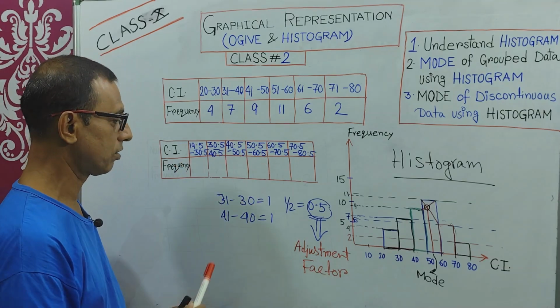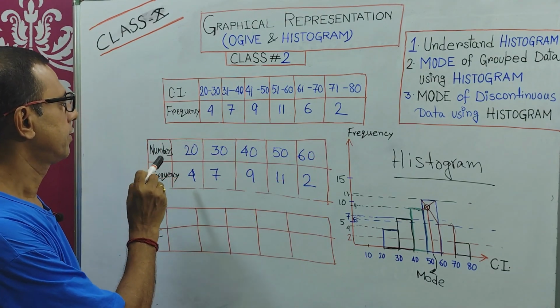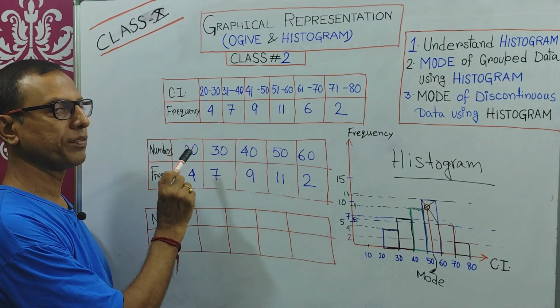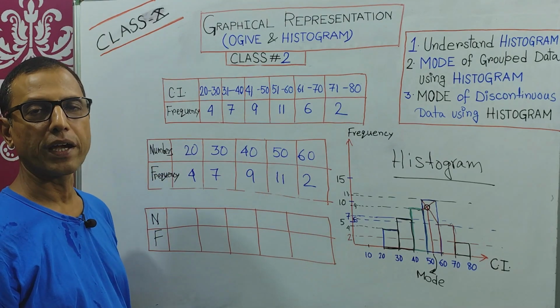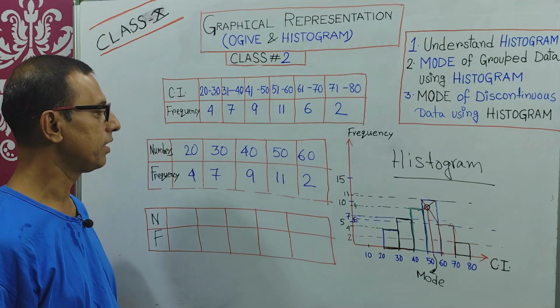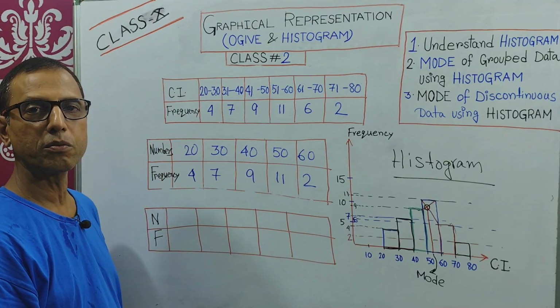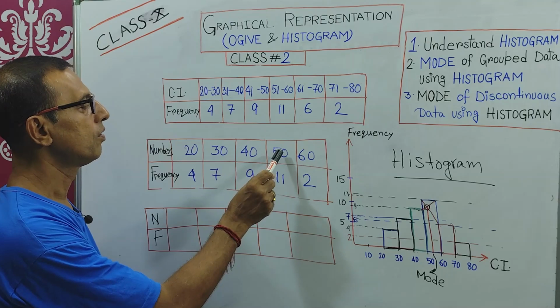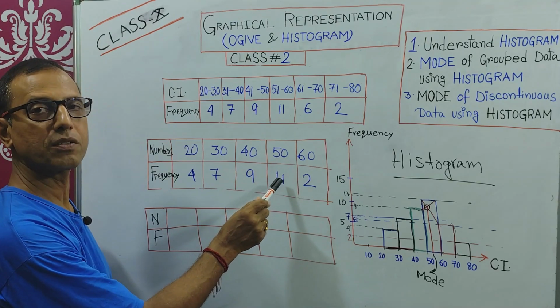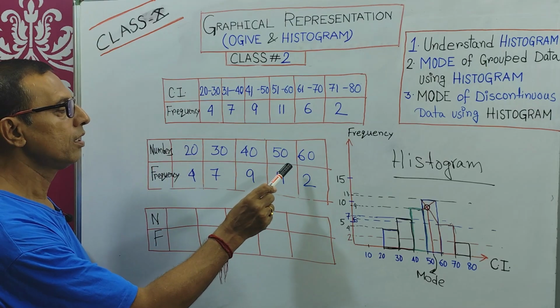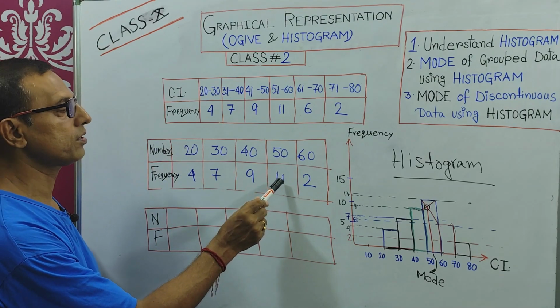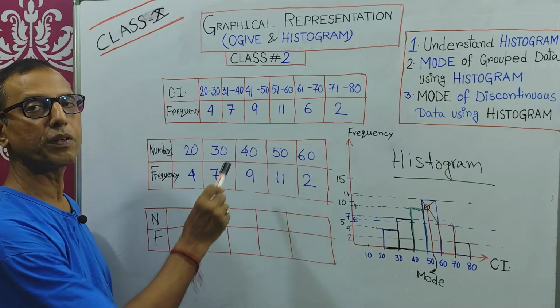Let's do it. Say there is a set of discrete values given like this: 20, 30, 40, 50, 60. You are asked to find the mode using a histogram. If you just need the mode, you can do it straight away. For 50, the highest frequency is 11. The second row is frequency, the first row is numbers. So 11 is the highest frequency, for observation value 50, so 50 is the mode.